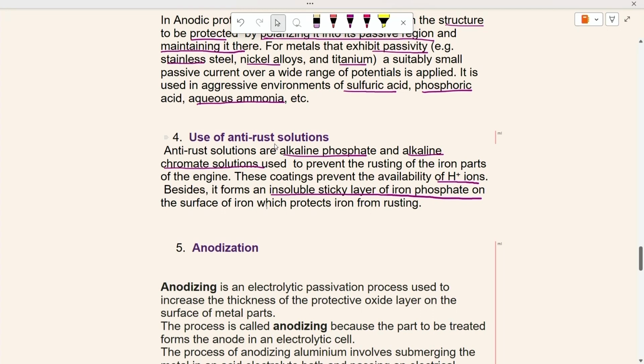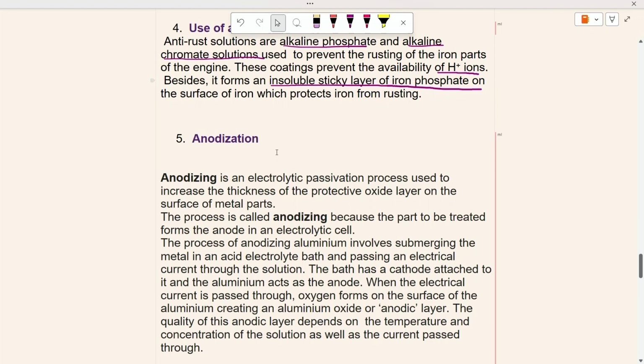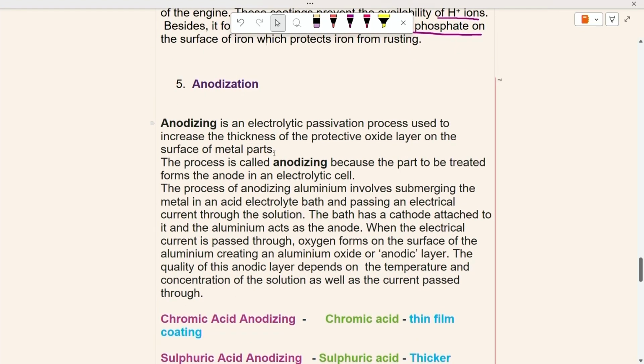Next one, this is particularly applied for iron. The next method is usually used mostly for aluminum and aluminum alloys. This process is known as anodizing.